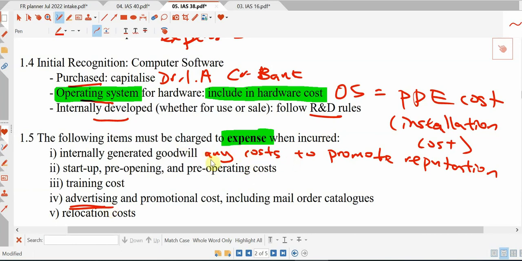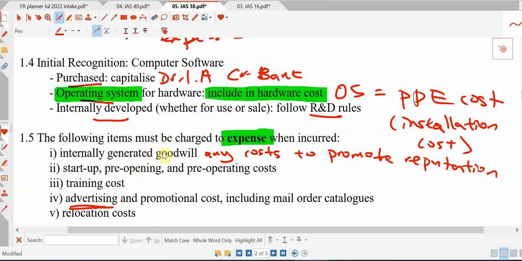It's for my product. But unfortunately, when they do advertisement, they always include their logo, right? It's not just the product alone. After the product finishes, they put their big logo, isn't it? That is for reputation, no? Too bad. So next time in the exam, or even in the workplace, in the office, you see advertisement, expense it off. Cannot capitalize, okay?